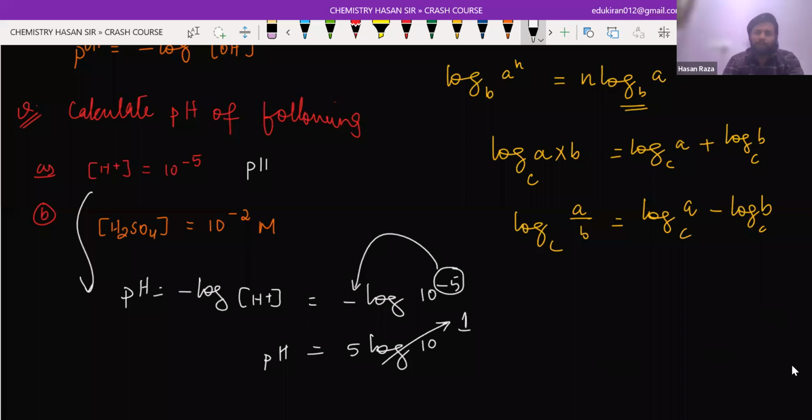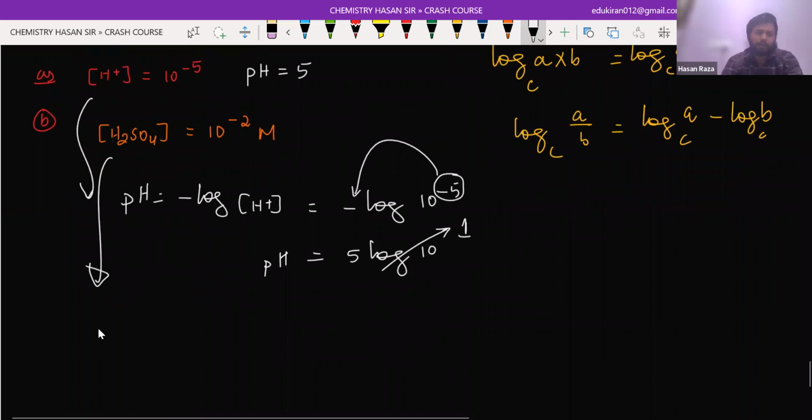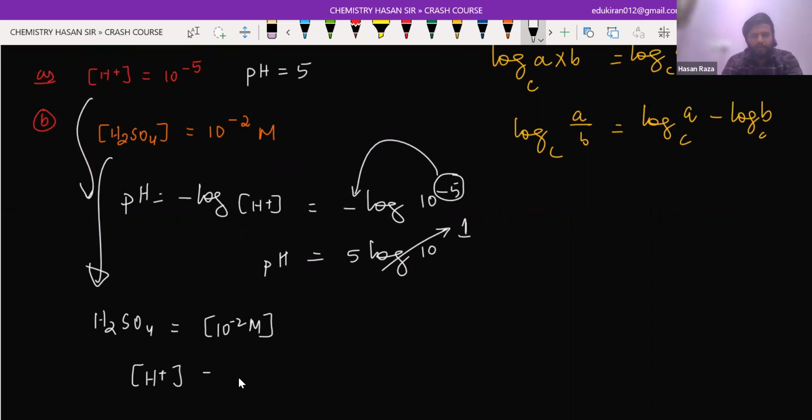But when we are going to talk about H2SO4, if H2SO4 has a concentration equal to 10 raised to the power minus 2 M, the concentration of H+ here will be 2 into 10 raised to the power minus 2 M. Why is it so? Whenever you need to calculate the concentration of ions, you need to dissociate it into H+ and SO4 2-, then balance it.